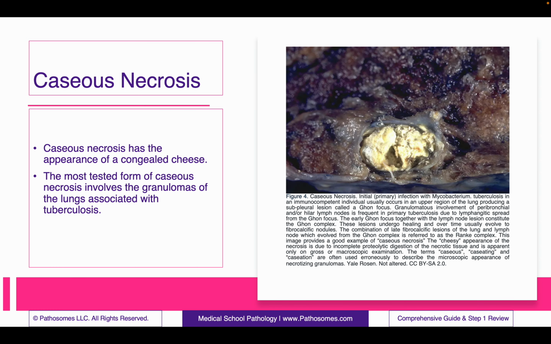Now here's an example of caseous necrosis. Let this image here to the right seep into your brain. You will definitely 100% be asked this question. TB, caseous necrosis, right? Caseous necrosis has the appearance of congealed cheese. This is the most tested form of caseous necrosis, which involves the granulomas of the lungs associated with tuberculosis. Okay?